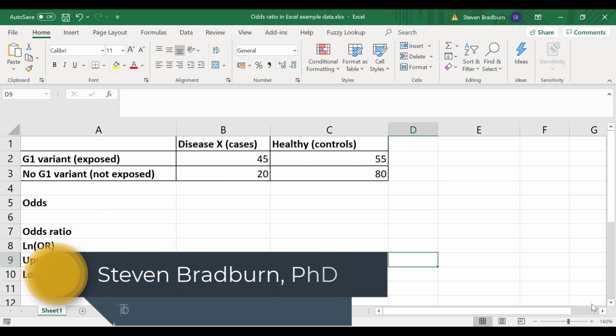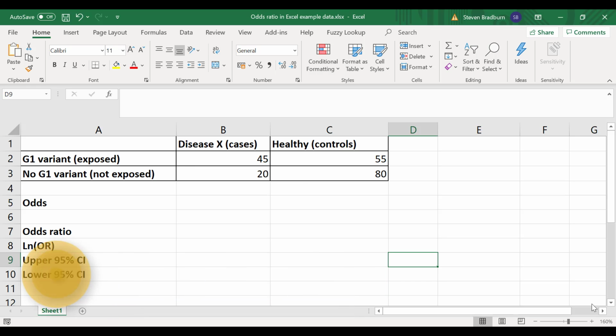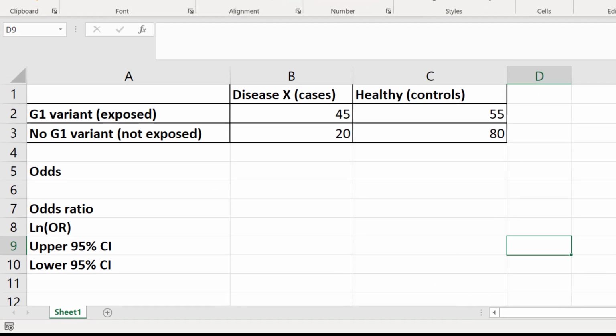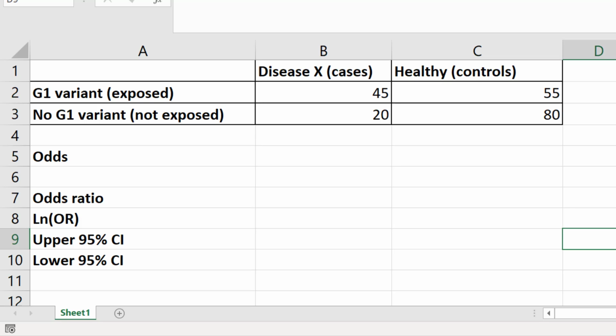In this tutorial, I'm going to show you how to manually calculate odds ratios and the corresponding 95% confidence intervals by using Microsoft Excel. To start with, let me introduce you to my example data. My example data is shown in a classic 2x2 grid.